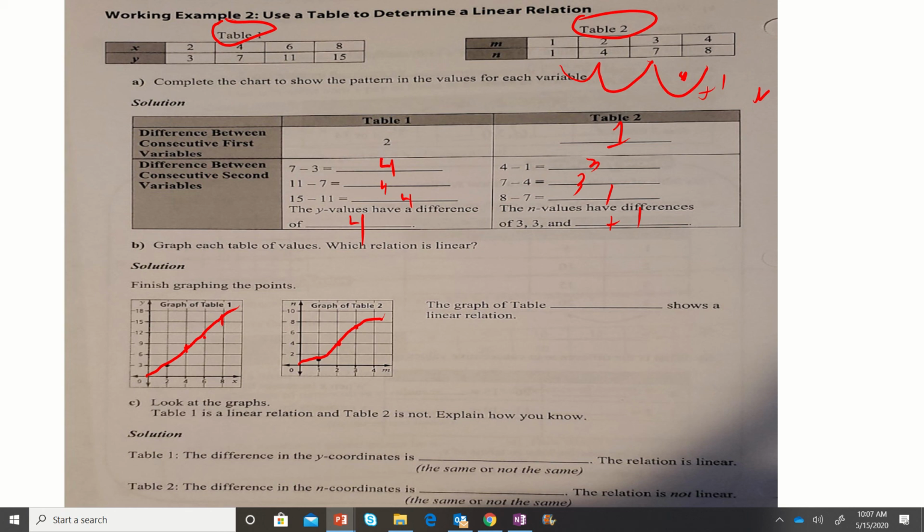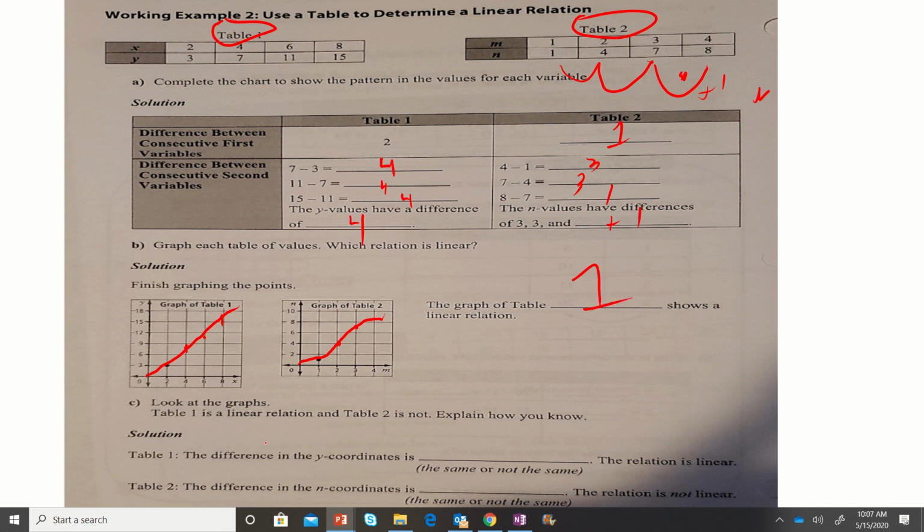And why do we think that is? The reason why is because all of a sudden we follow this pattern of going up by 3, and then all of a sudden it just goes up by 1. So it just is not following a pattern, which means it's not going in a straight line. So table 1 shows a linear relation here.